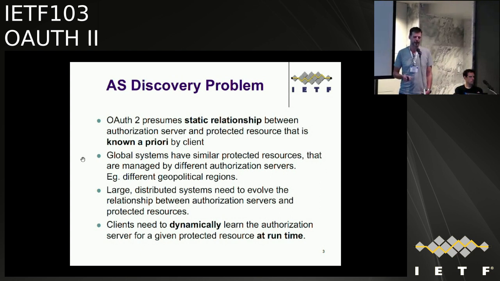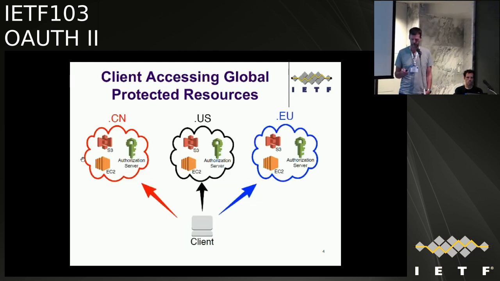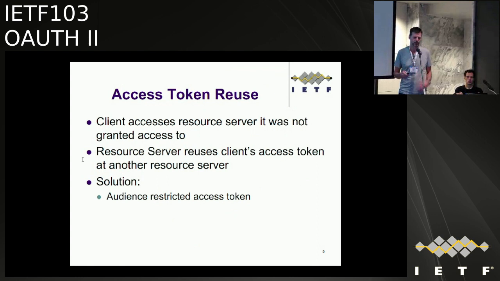As an example, you could have a bunch of different resources, and the AS could be in different places for essentially similar resources. One of the issues then is that you've got to make sure that the access token doesn't get reused. So the solution is to audience restrict the access token.